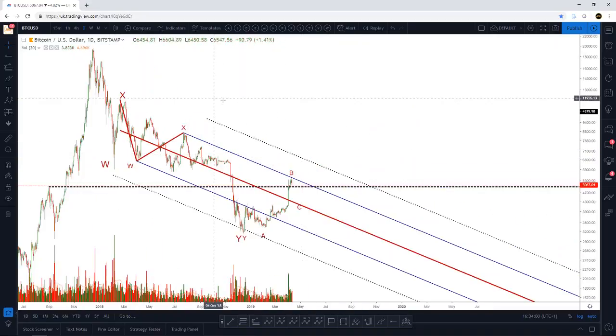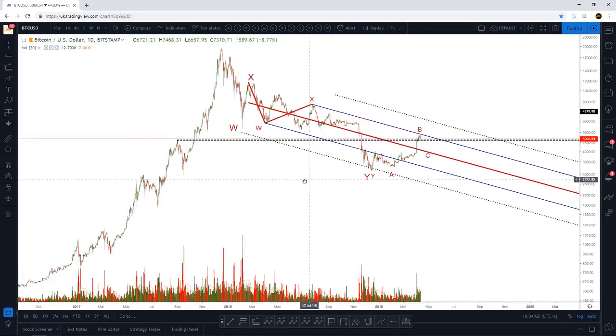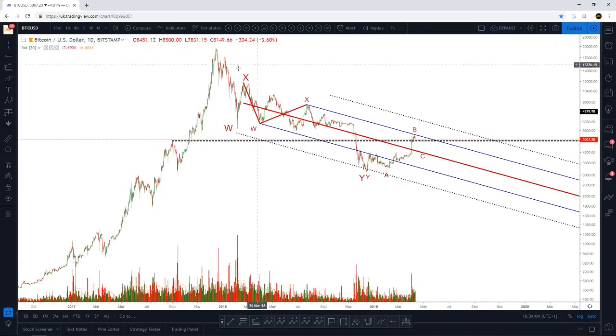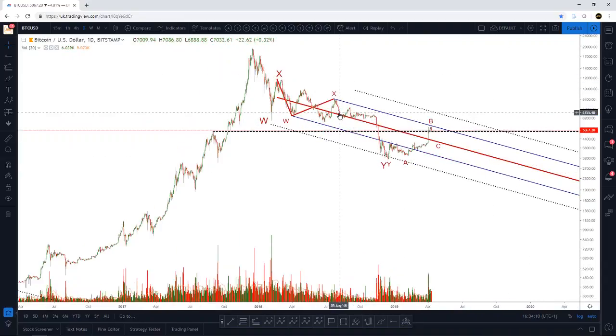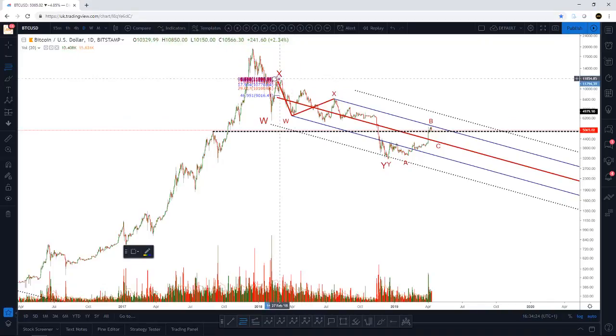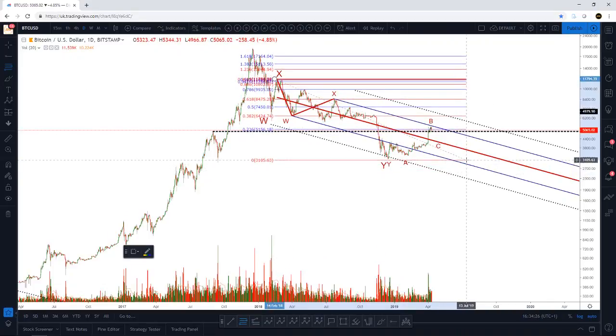So that's what I'm looking for on Bitcoin. I'm hoping I've explained the two scenarios, why I've changed the wave count. I'm sure you'll appreciate the very nice Fibonacci relationships between the W's and the Y's here. On top of that, if this is our major X, the Y wave started here, it has retraced to the 0.236.